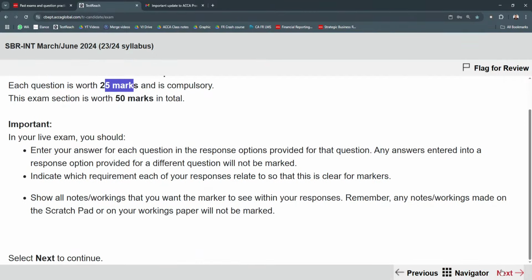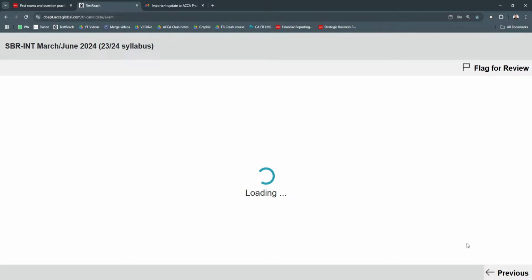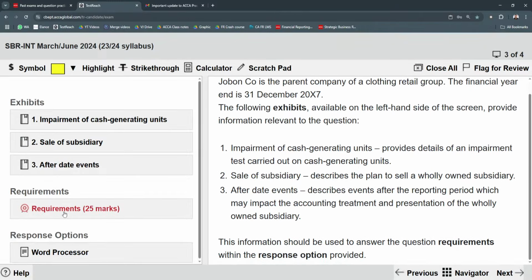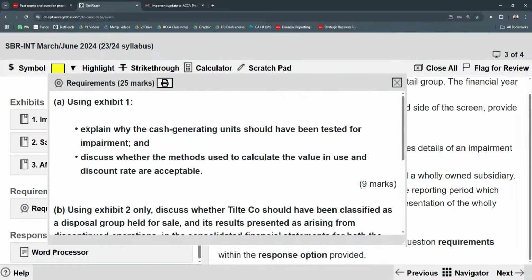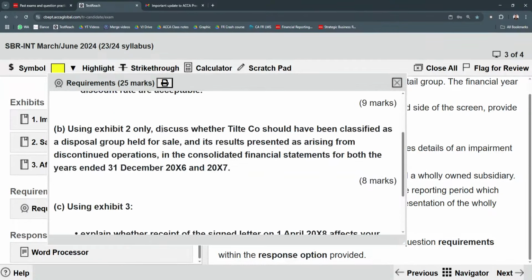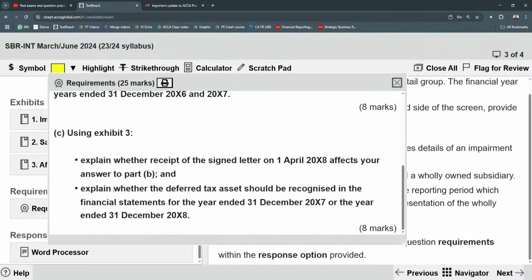Now let us come to the questions. Again, the requirements are 25 marks. Now let us read the requirements. Explain, discuss 9 marks. Then discuss 8 marks. Then explain 8 marks. So the entire 25 marks is explanations.